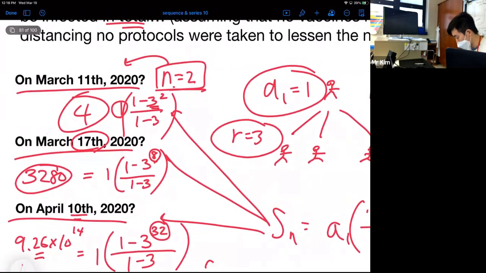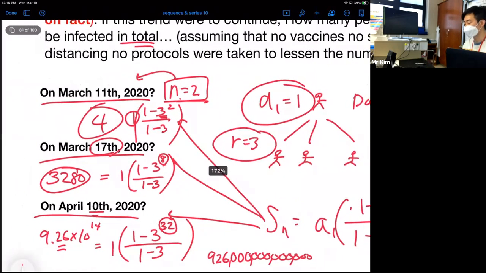That means I have 926 0 people. That's 1,000, million, billion, trillion, 926 trillion. That makes no sense. 926 trillion people will be infected by April 10th.